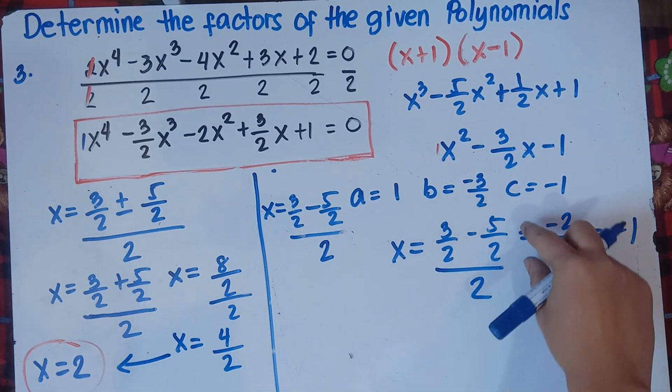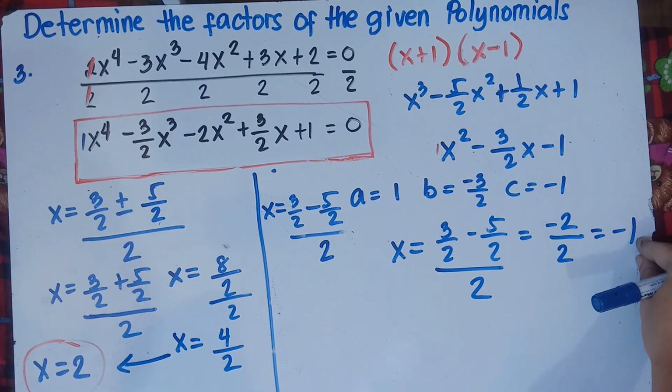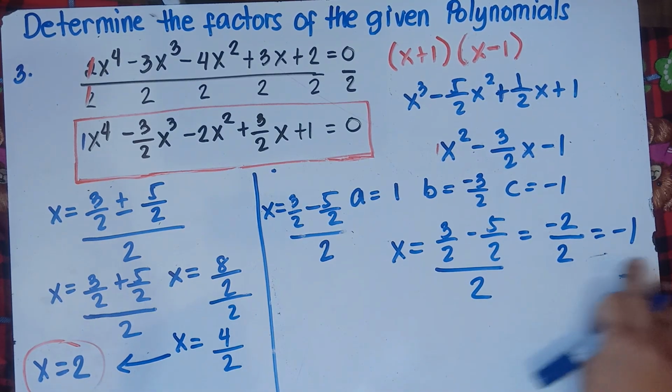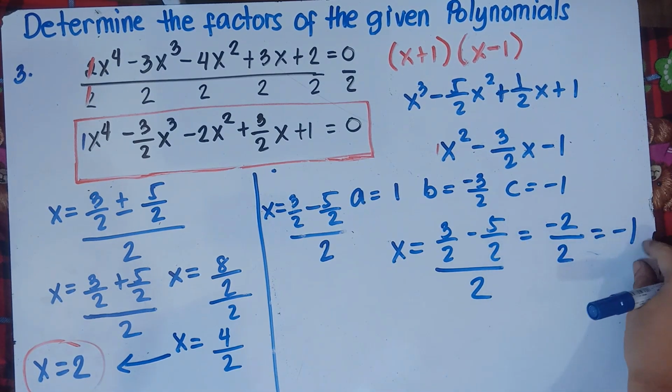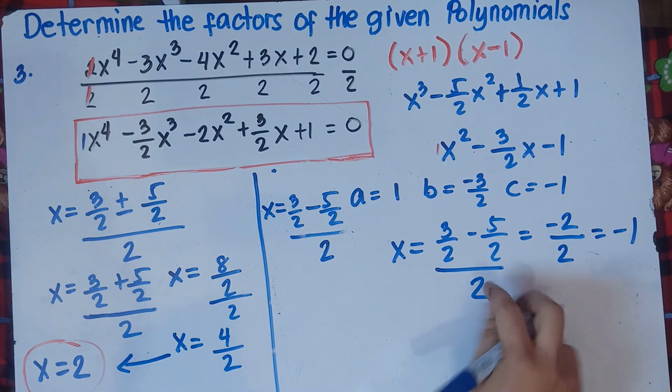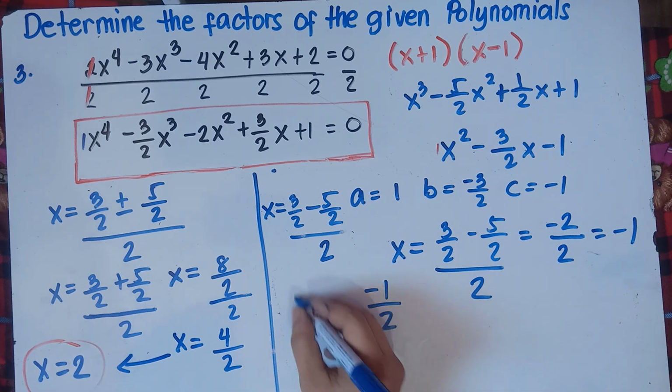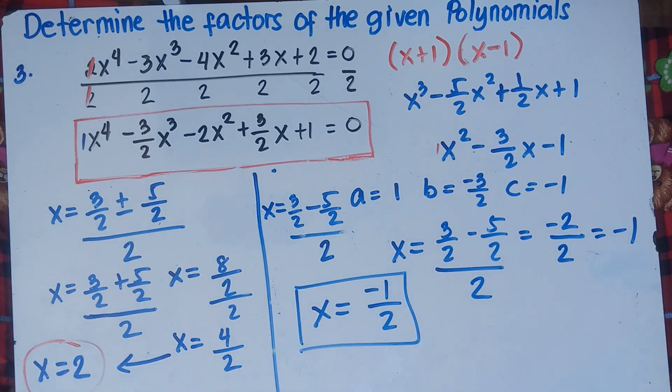So once again, on the upper part, the answer is negative 1, then divide by 2. So this will be negative 1 divided by 2. Our second answer, class, will be x equals negative 1 over 2. Alright, so this is negative 1/2 for the answer of this second root.